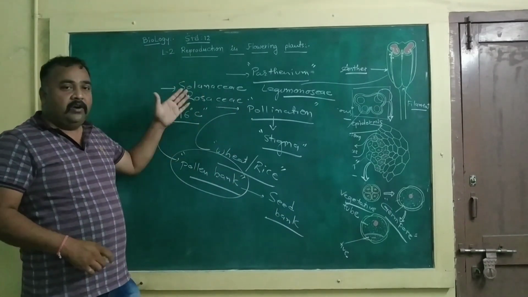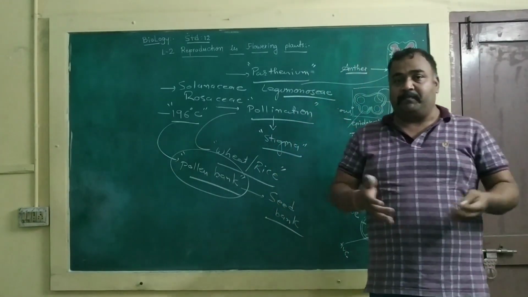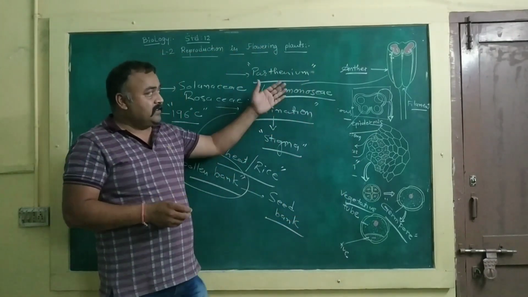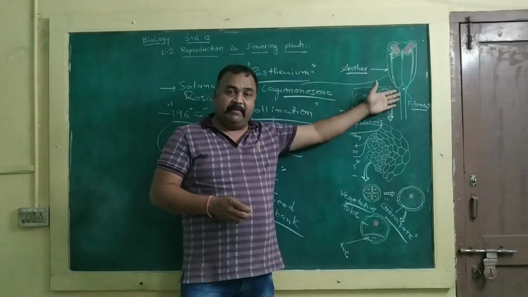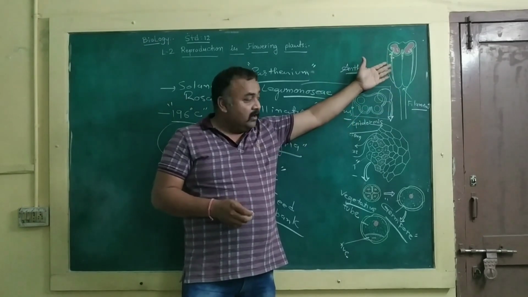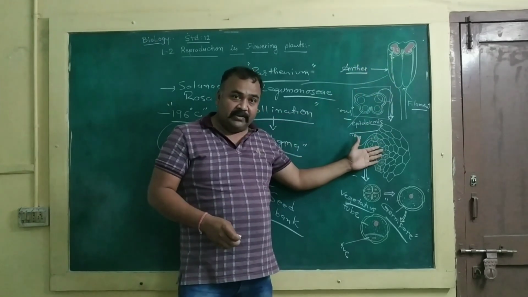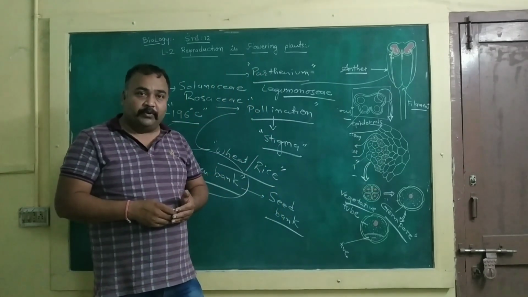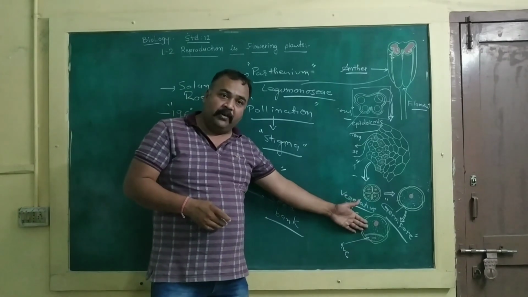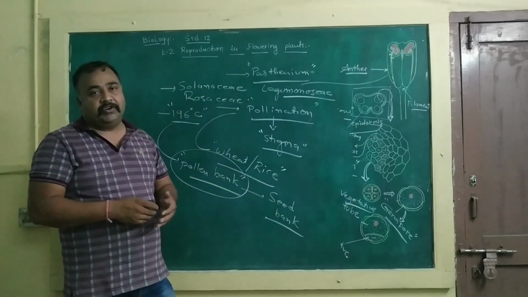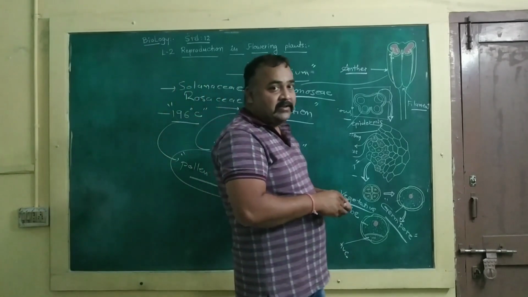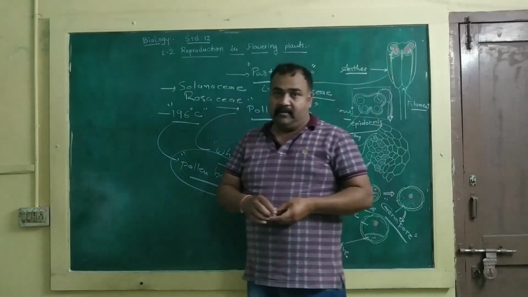So that is all for today. Today we have discussed general aspects of sexual reproduction in flowering plants. We have discussed the structure of stamen, the structure of anther, the structure of microsporangia, the process of formation of pollen, that is microsporogenesis, the structure of pollen, and the utilization of pollen. In the next lecture, we will discuss the carpel.